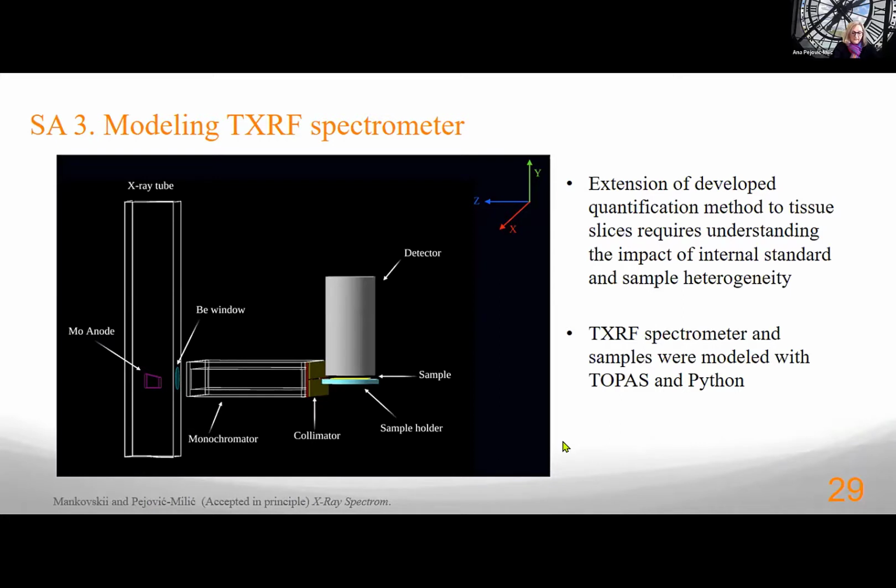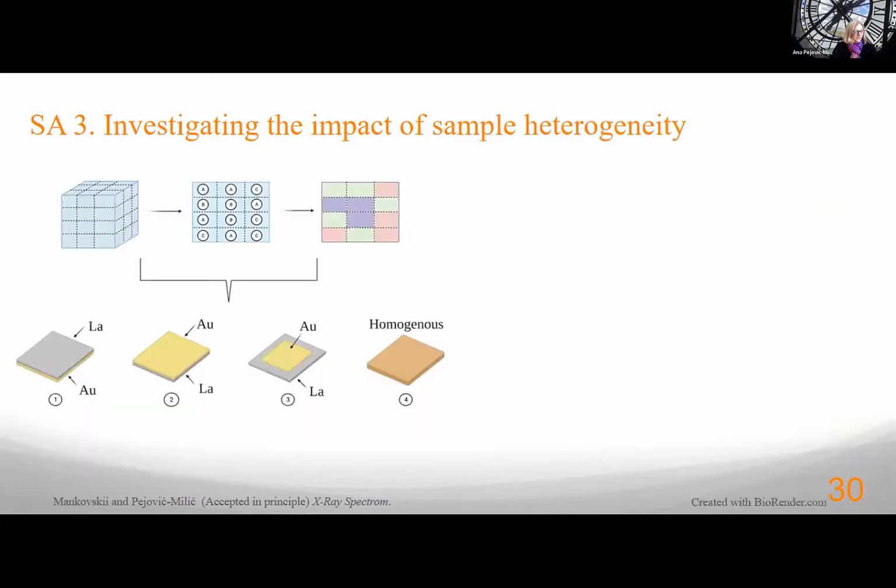And basically, Topaz is a simulation kit based on GEANT4. And to achieve full heterogeneity modeling, we had to resort to using Python as well. So why we had to use Python is to create the heterogeneity samples. And to do that, we created a cube, which we broke into voxels and attributed a number to each. And these voxels allowed us to assign heterogeneous composition of these samples.